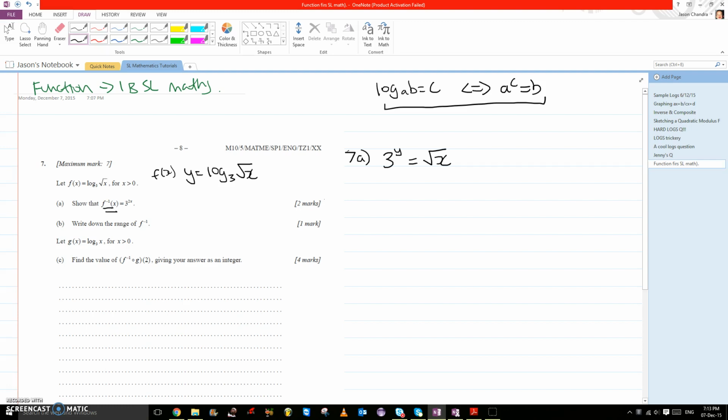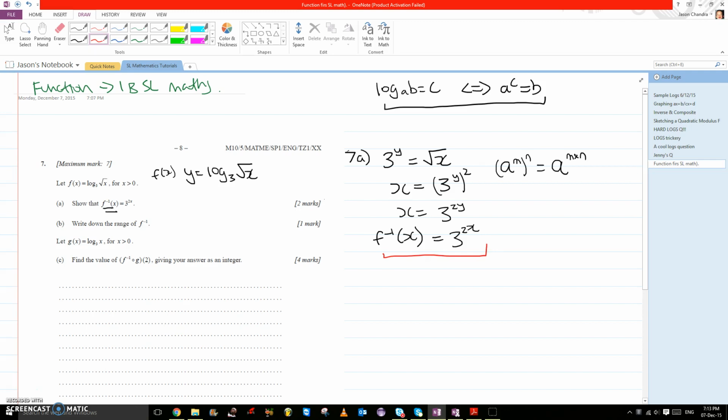So we're trying to make x the subject. So how do we do this? We just square this function. So simply, x equals 3 to the y, squared. And from the fundamental principle of indices, we can just multiply these two together. Hence, x equals 3 to the 2y. And as we made x the subject, we can get back to the original equation. So the inverse of f is 3 to the power of 2x. And that is your answer.